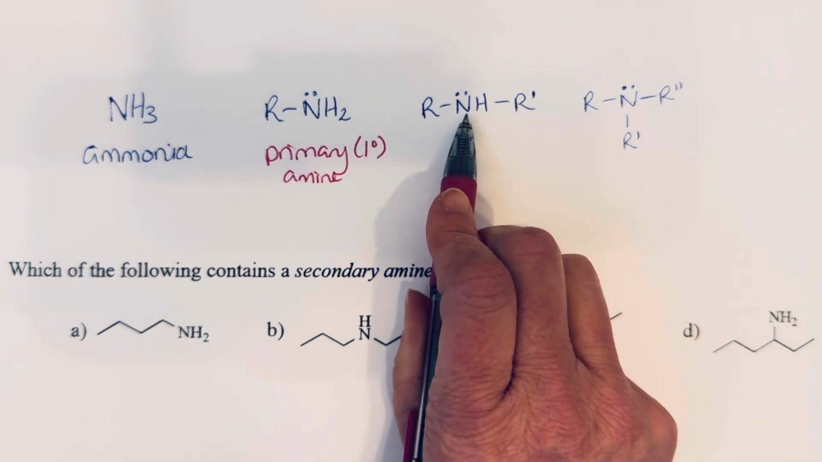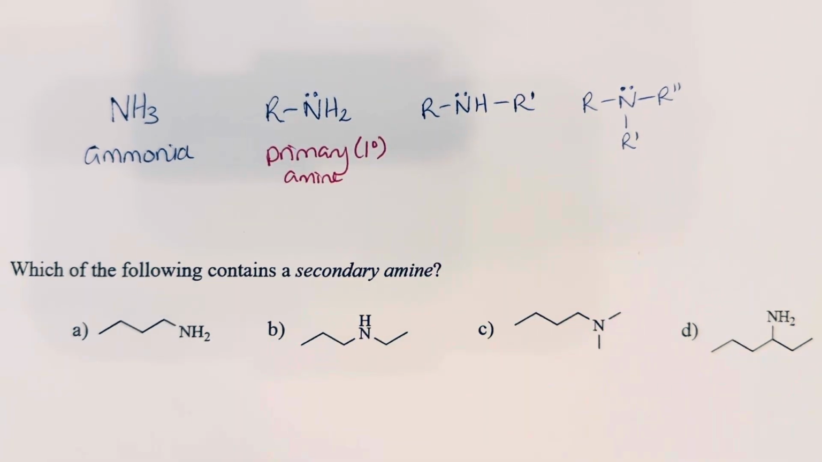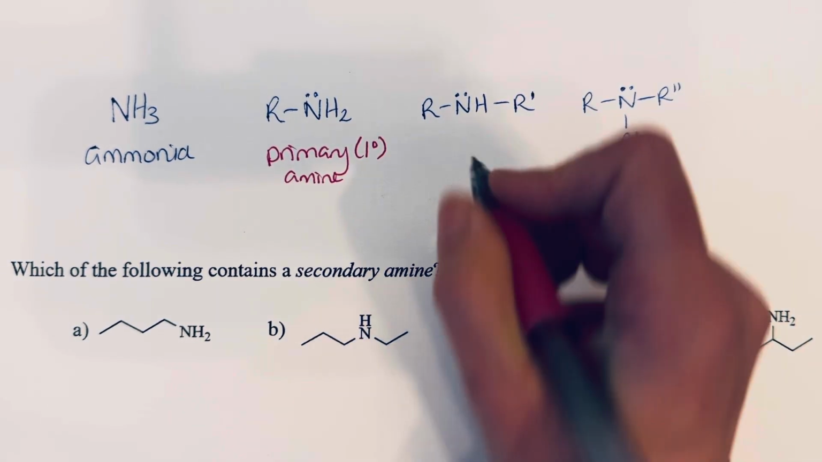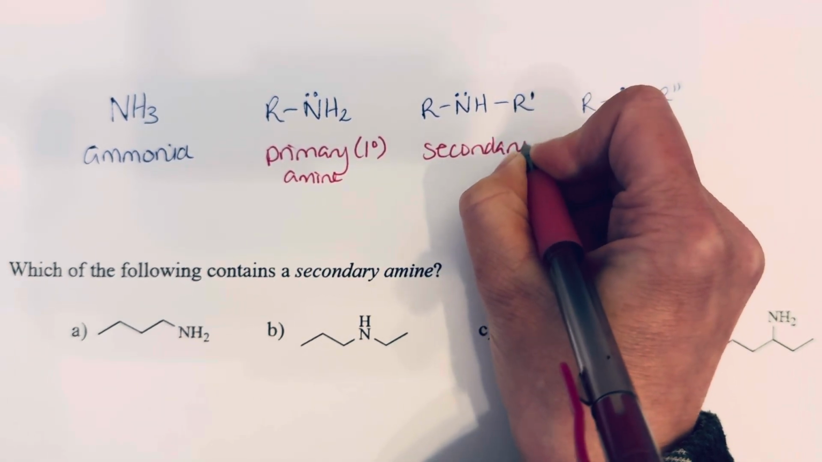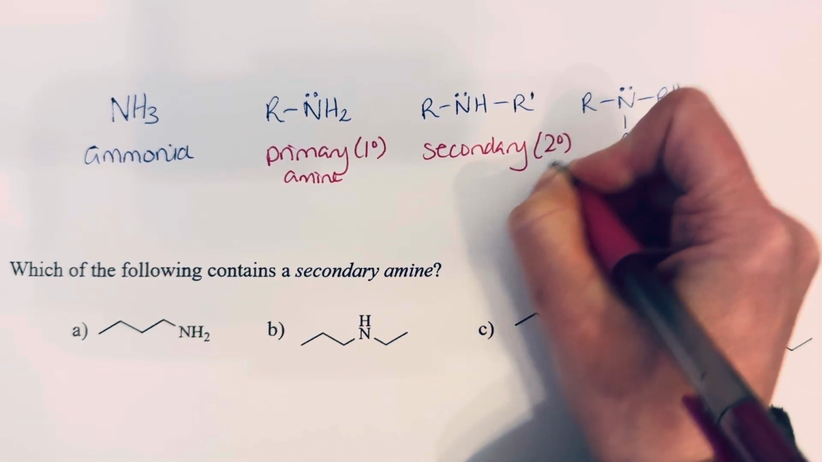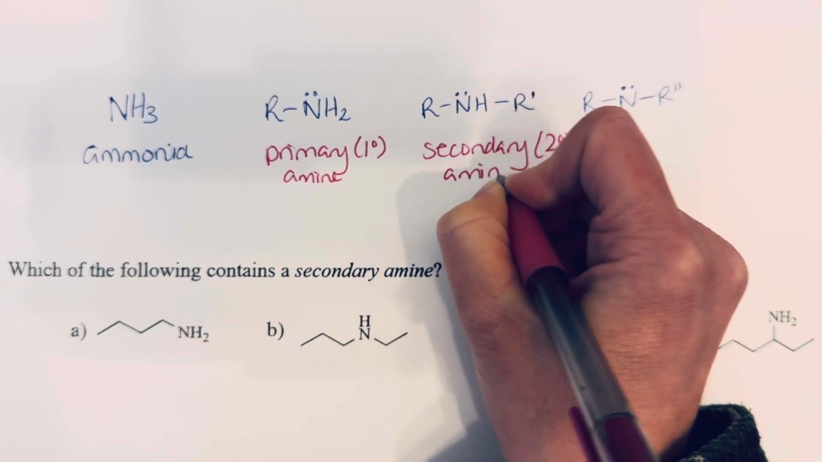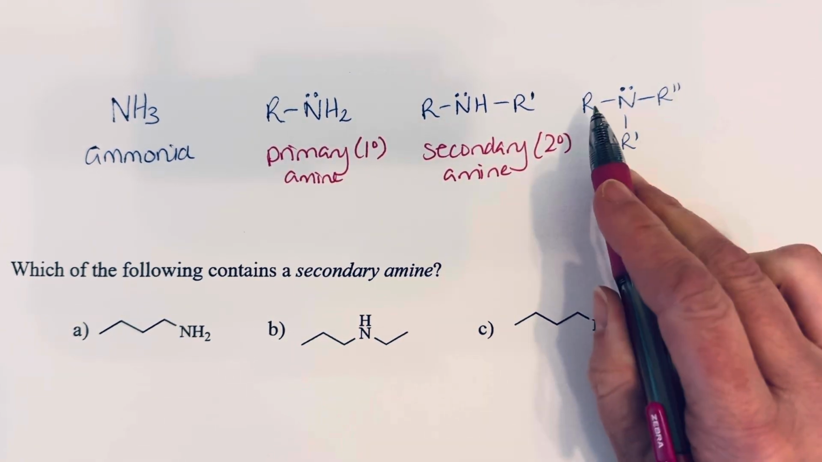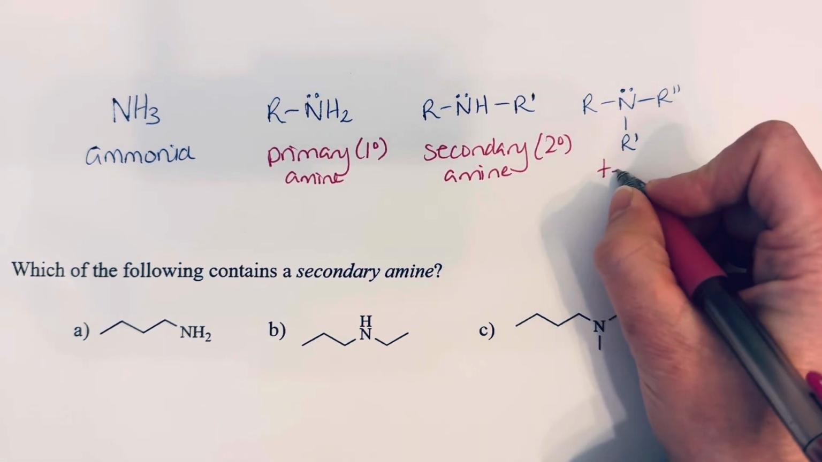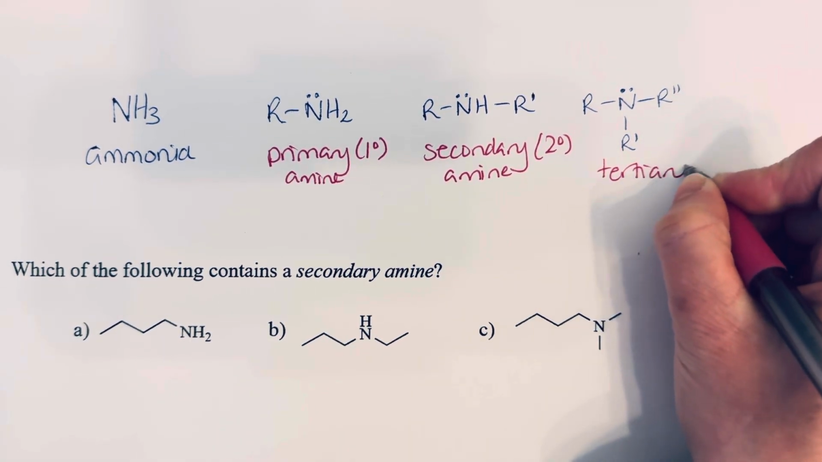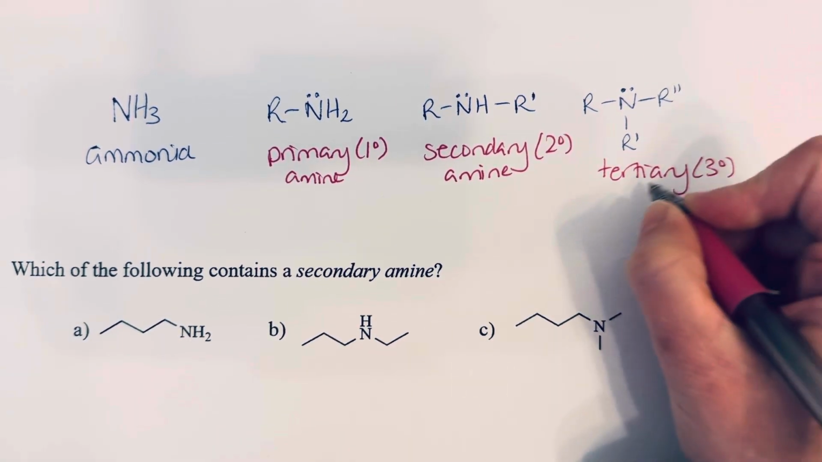If we have replaced two of the hydrogens with bonds to carbon, so we have two carbons attached to our nitrogen, then that is a secondary amine. And finally, if we have replaced all three of those bonds to hydrogen with bonds to carbon, then this is known as a tertiary amine.